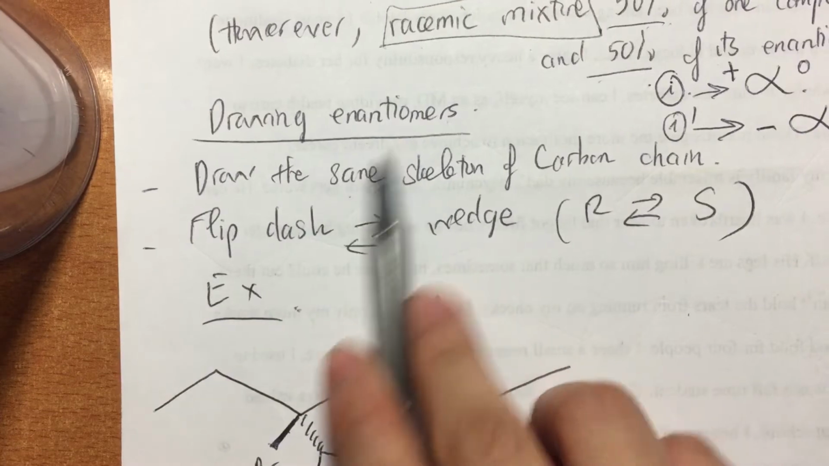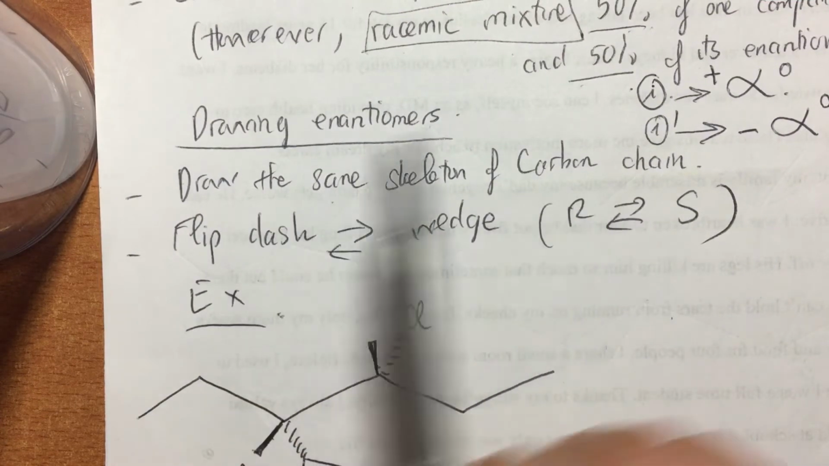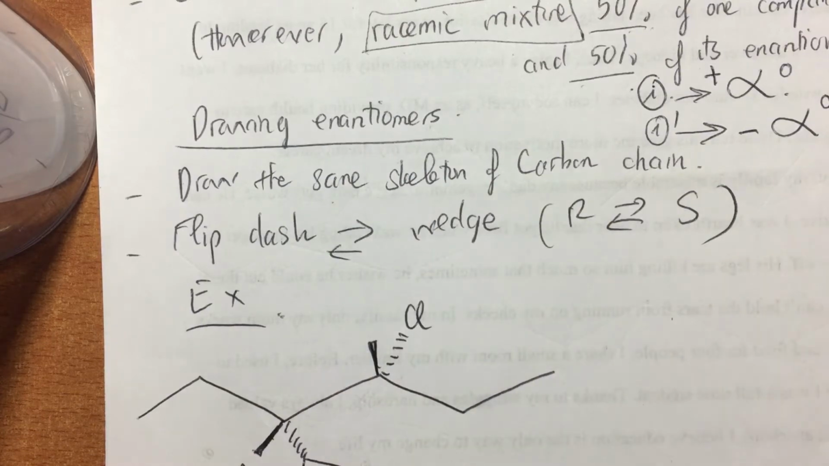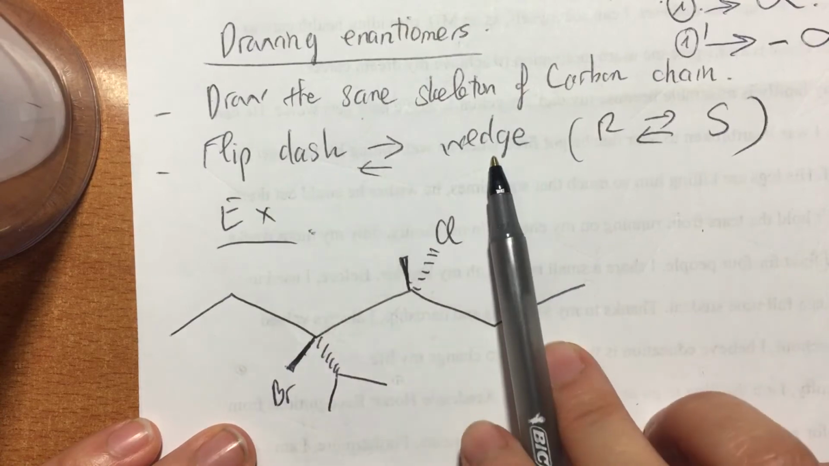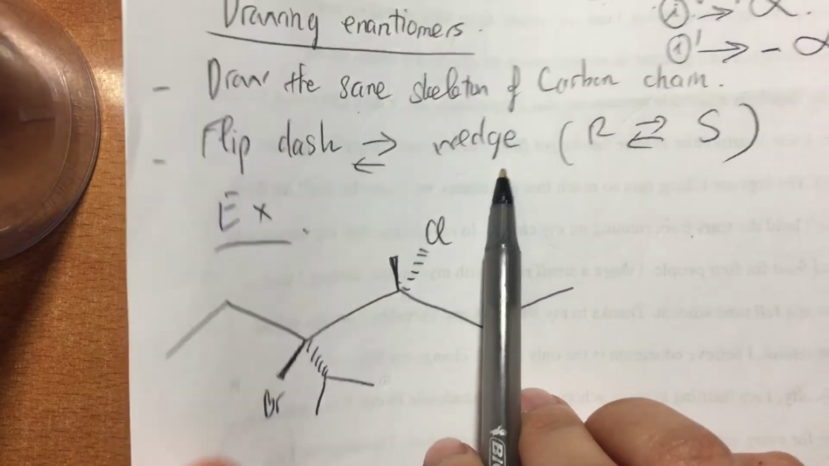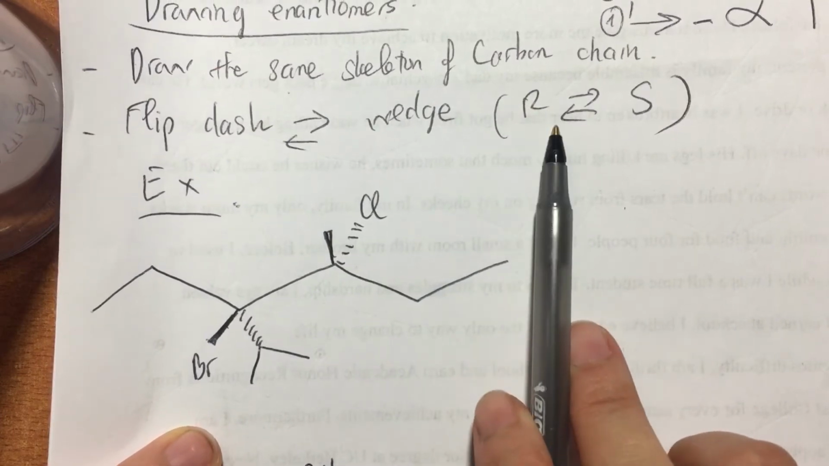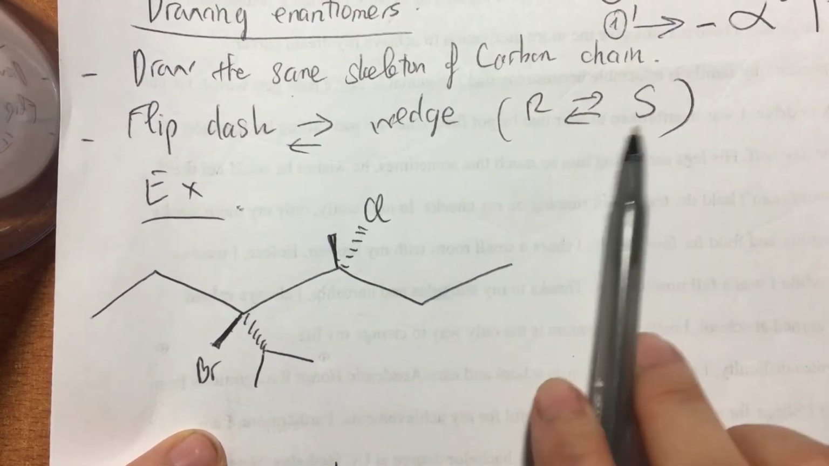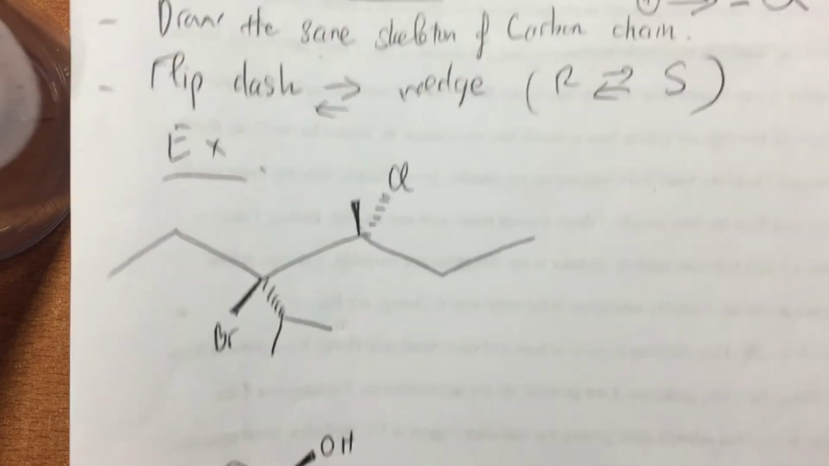Drawing enantiomers is really simple. You only have to draw the skeleton of the carbon chain first, and then you flip whatever dash to wedge or wedge to dash. Or in another way, we can say that we flip the R chiral center to the S chiral center and vice versa. So let's go through some examples to see how we draw enantiomers.